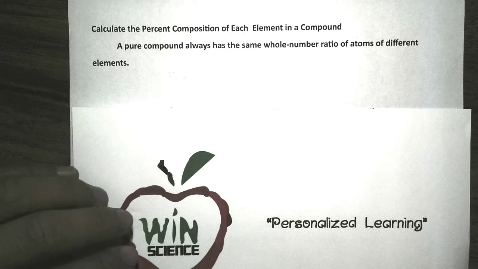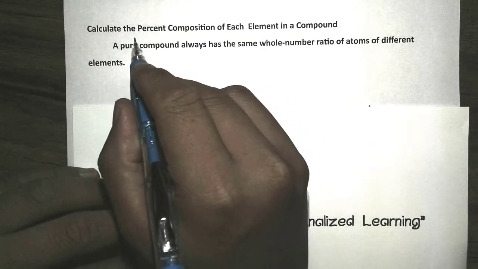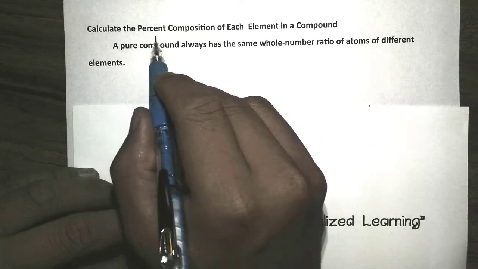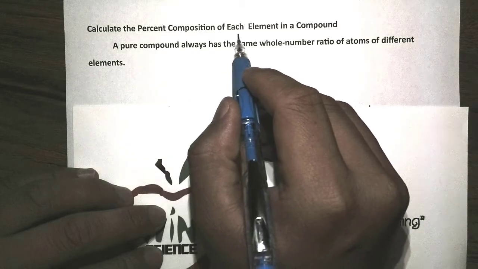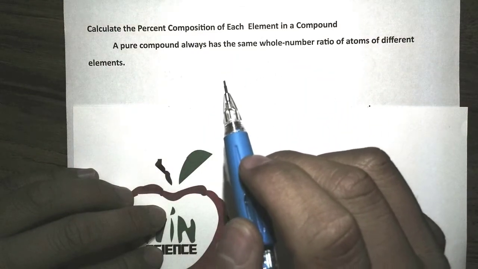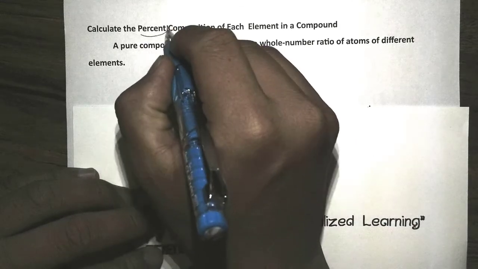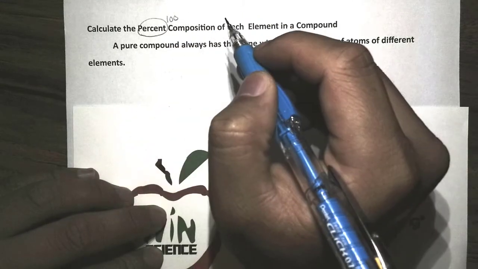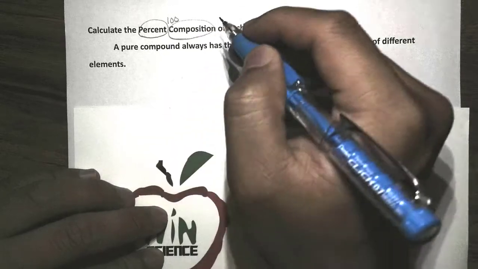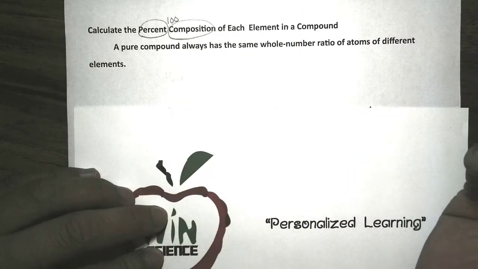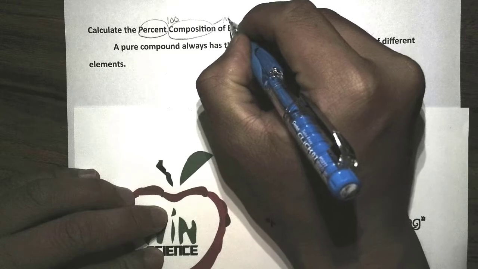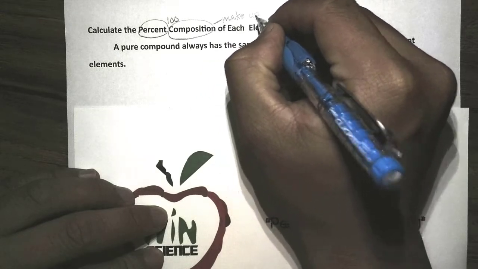In this video, we are going to learn how to calculate percent composition of each element in a compound. First of all, let's define what percent is. Percent is our way of saying out of 100. And what is composition? Composition of a compound is basically the makeup of a compound.